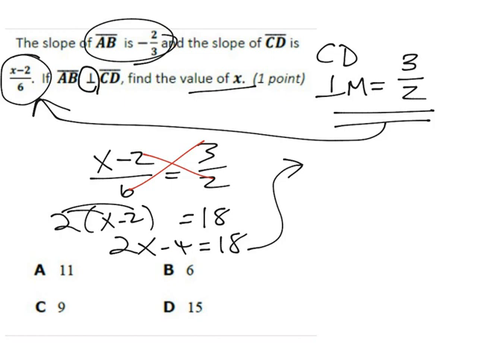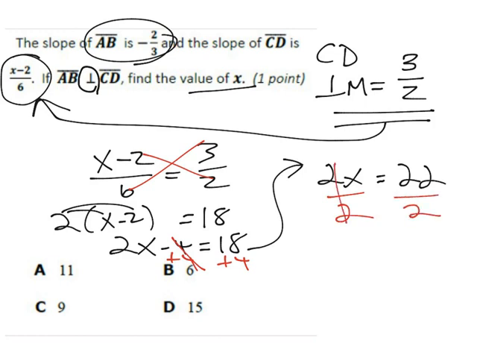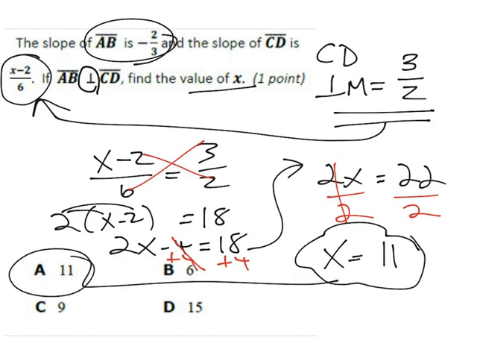I'll go ahead and add 4 to both sides. Now when I simplify, I get 2x equals 22. Go ahead and divide both sides by 2, and I'm left with x equals 11 here. Correct answer is A.